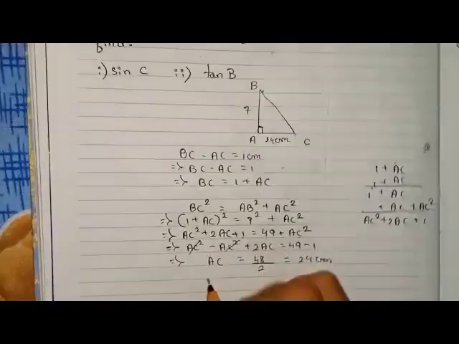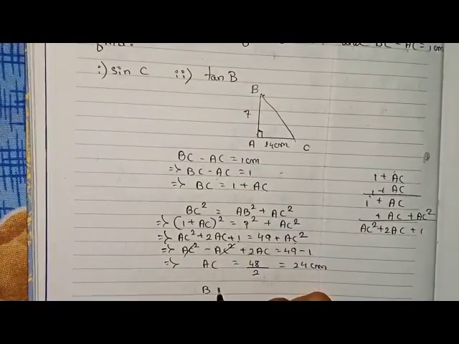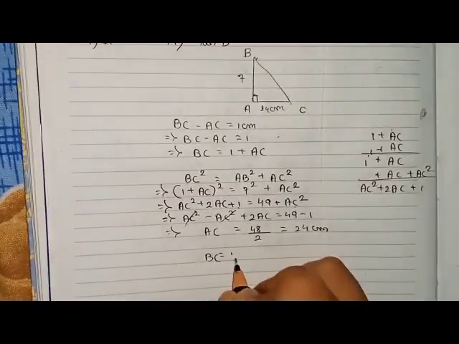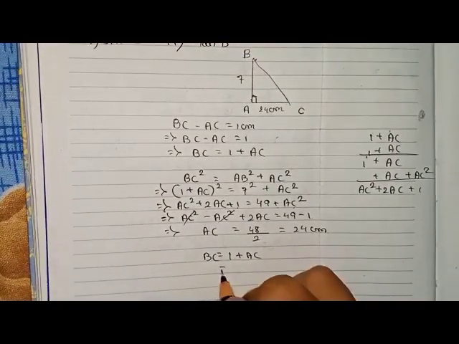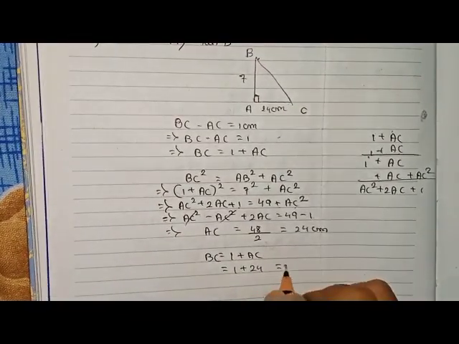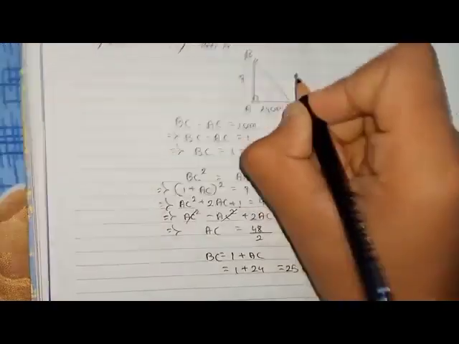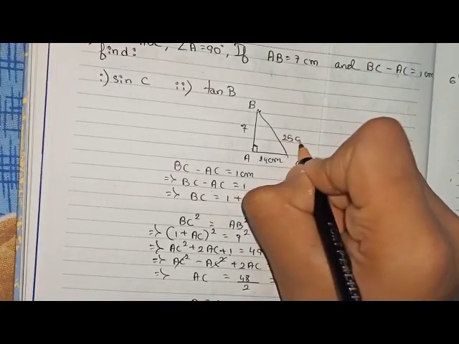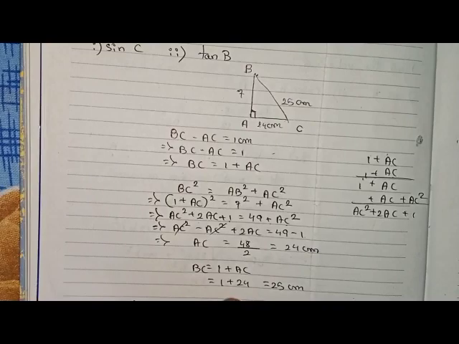So now we can find out BC. So BC is equal to 1 plus AC. So 1 plus 24 is equal to 25 centimeter. So BC is 25 centimeter. So now for sin C.